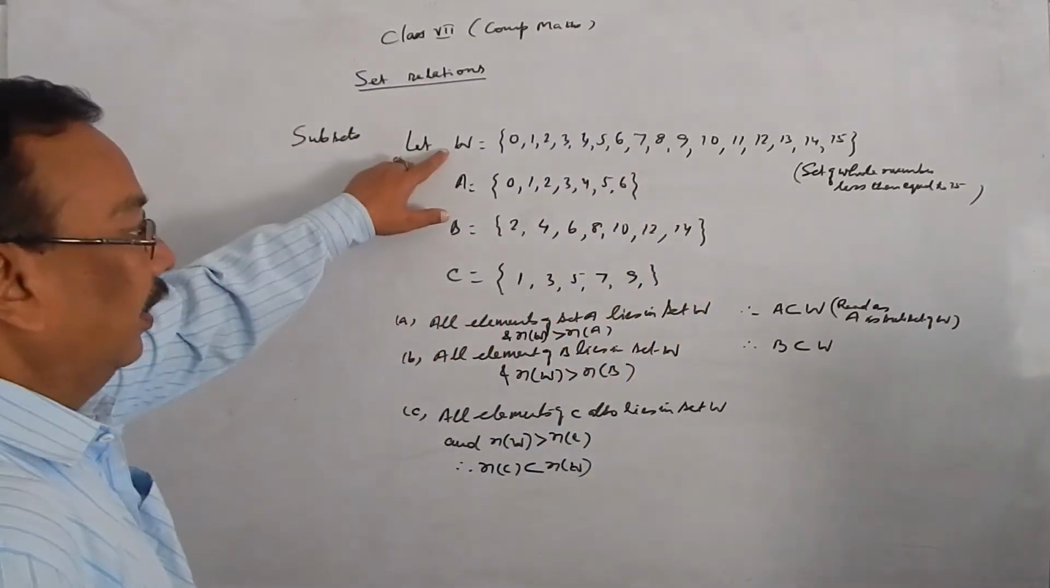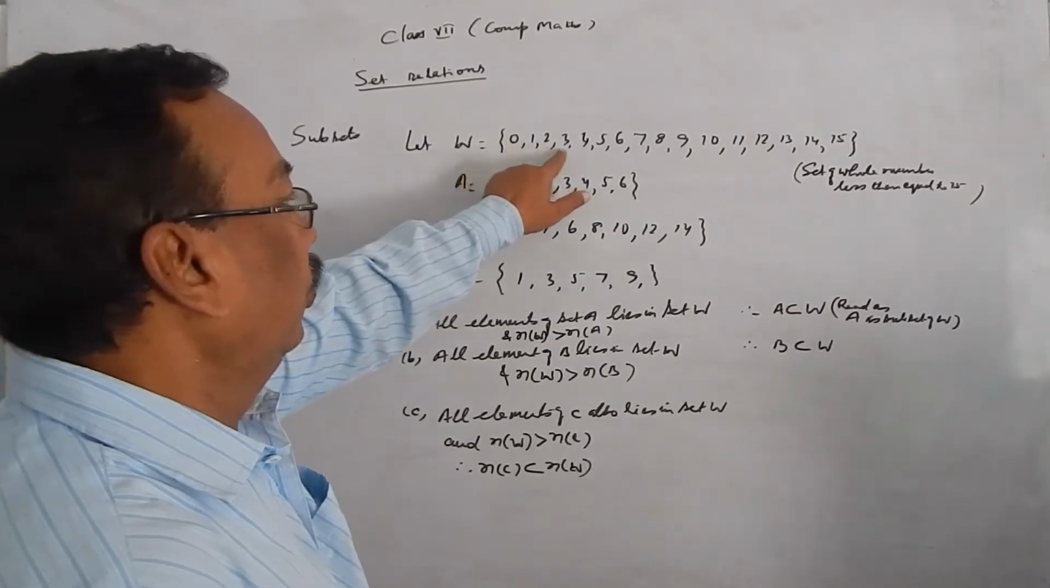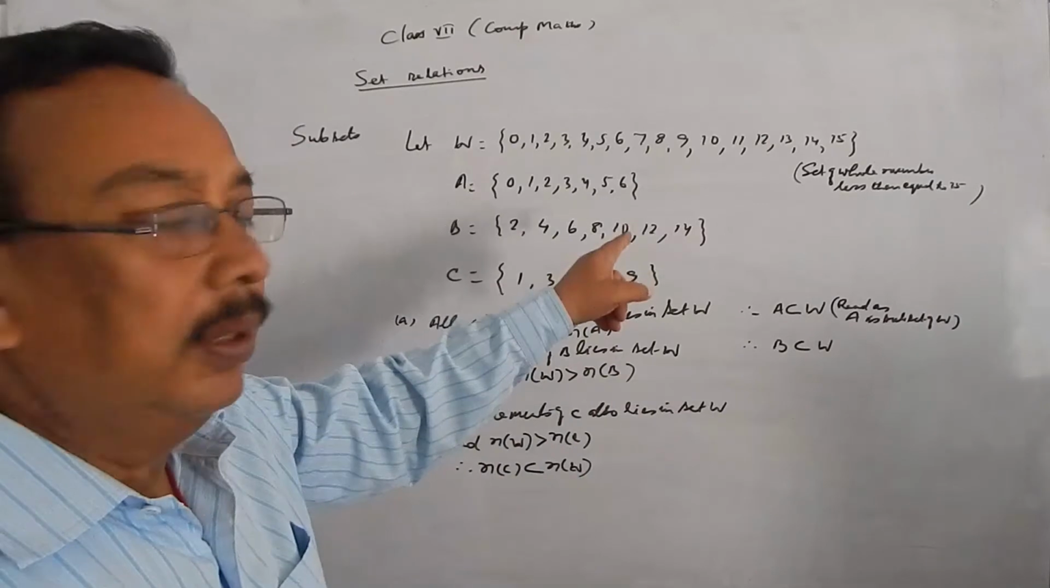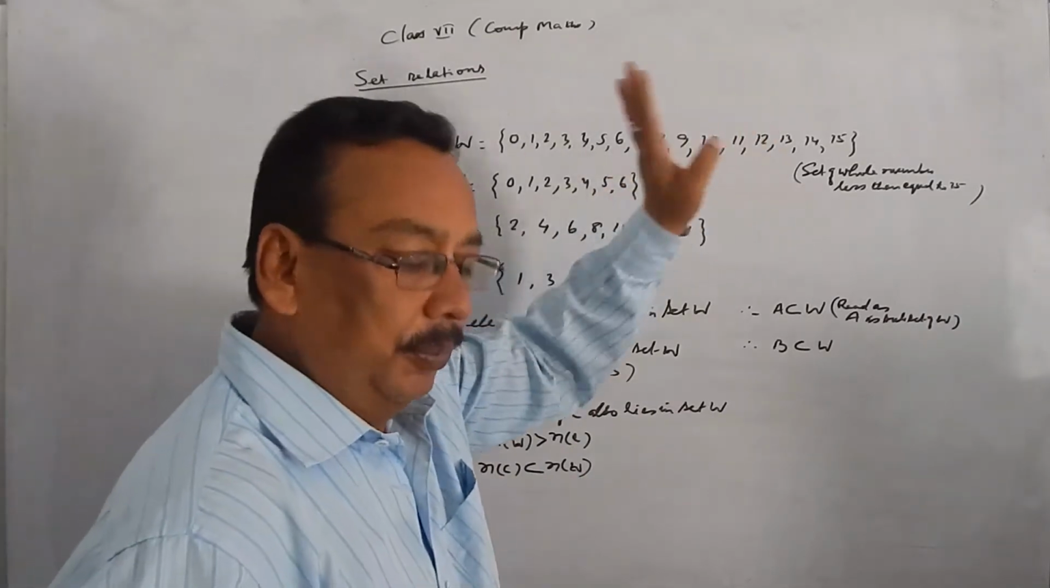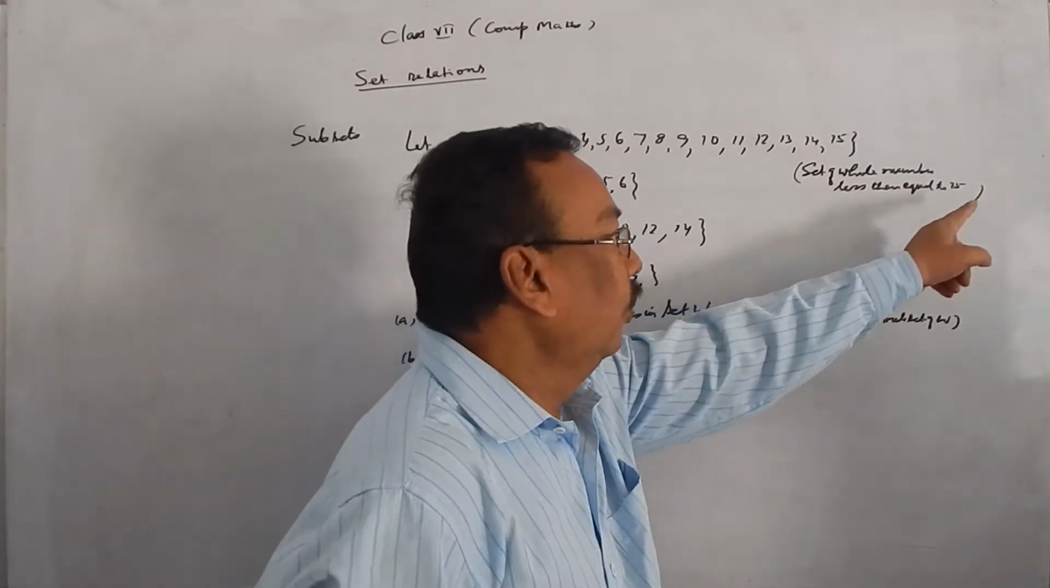Now we have taken the three examples. W is 0, 1, 2, 3, 4, 5, 6, 7, 8, 9, 10, 11, 12, 13, 14 and 15. That is the set of whole numbers less than or equal to 15.